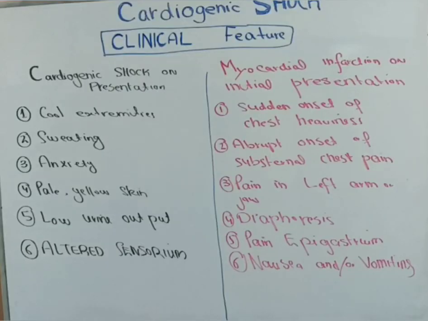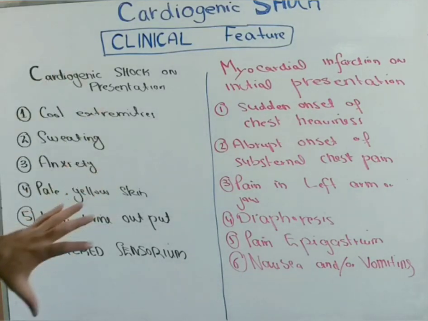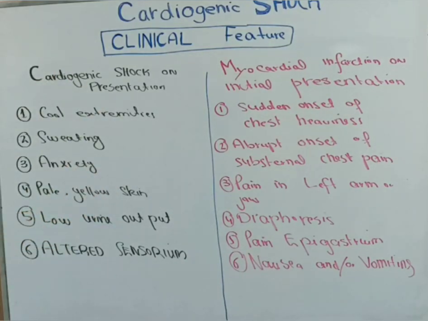The clinical features of cardiogenic shock largely depend on the way the patient presents in the emergency department or intensive care unit. There are two forms of presentation. Sometimes, though they are lesser in number, cardiogenic shock is present on the initial presentation. And sometimes the patient presents with myocardial infarction, both ST elevation and non-ST elevation, and later on, during the admission, the patient develops cardiogenic shock.